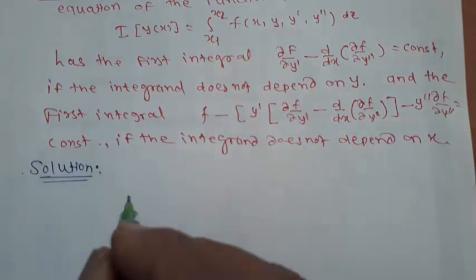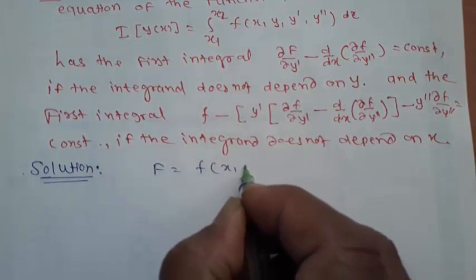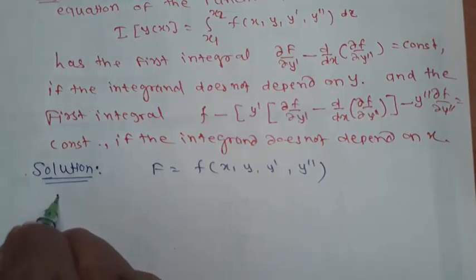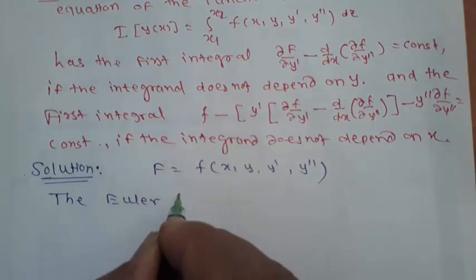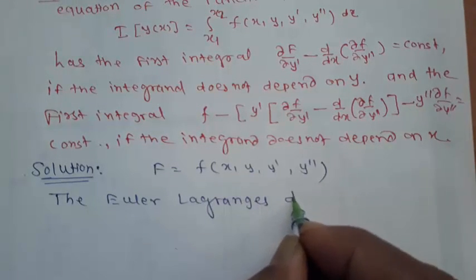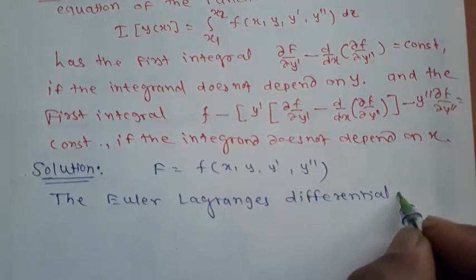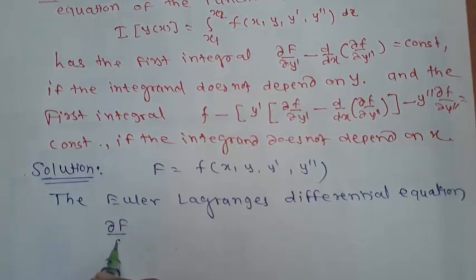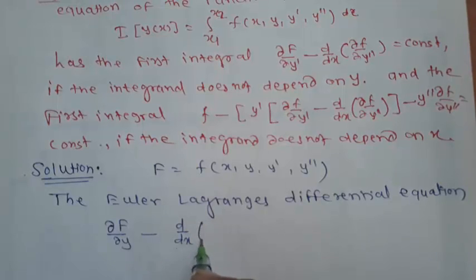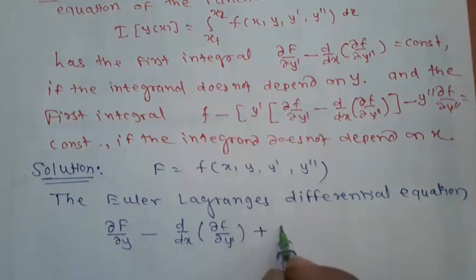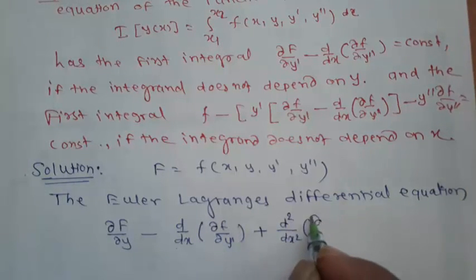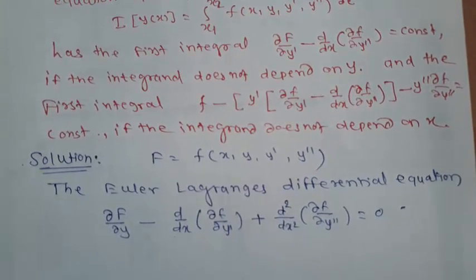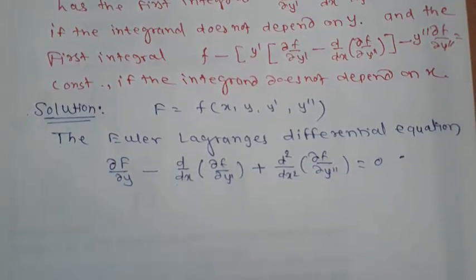Here we are given that f equal to f of x, y, y dash, y double dash. The Euler Lagrange differential equation, dou f by dou y minus d by dx of dou f by dou y dash plus d square by dx square of dou f by dou y double dash equal to 0, becomes, it is divided into two parts. Then we shall consider two separate cases.